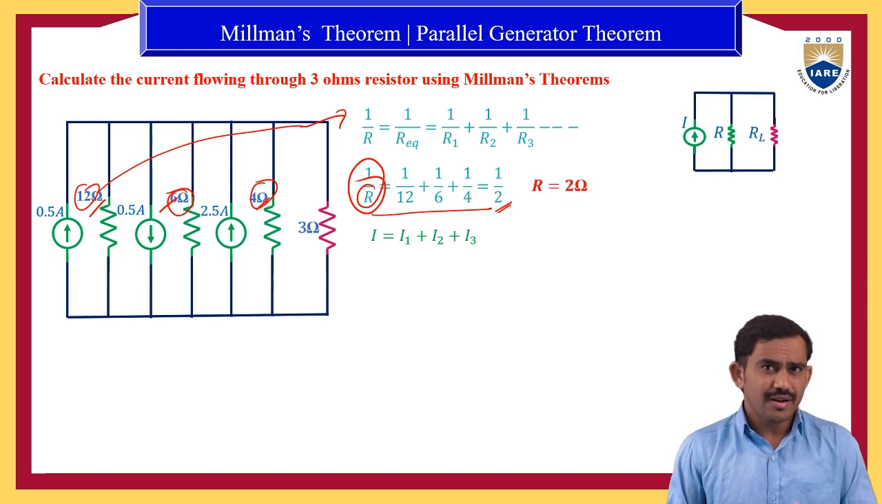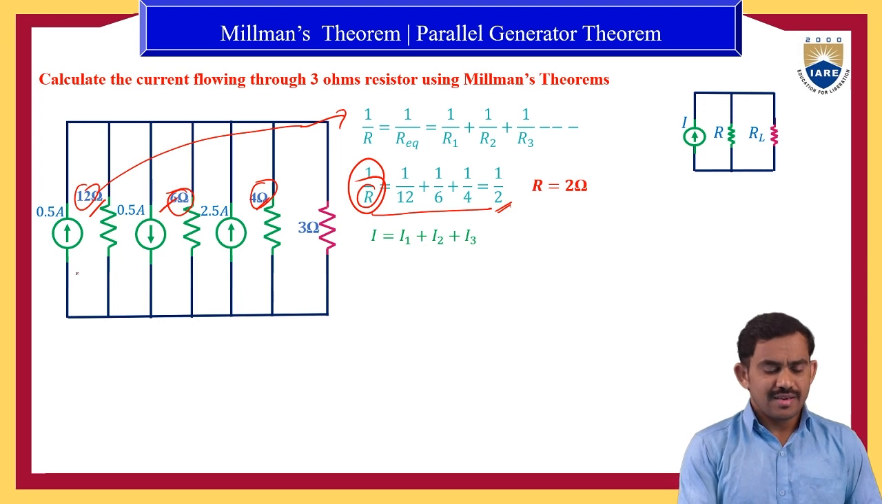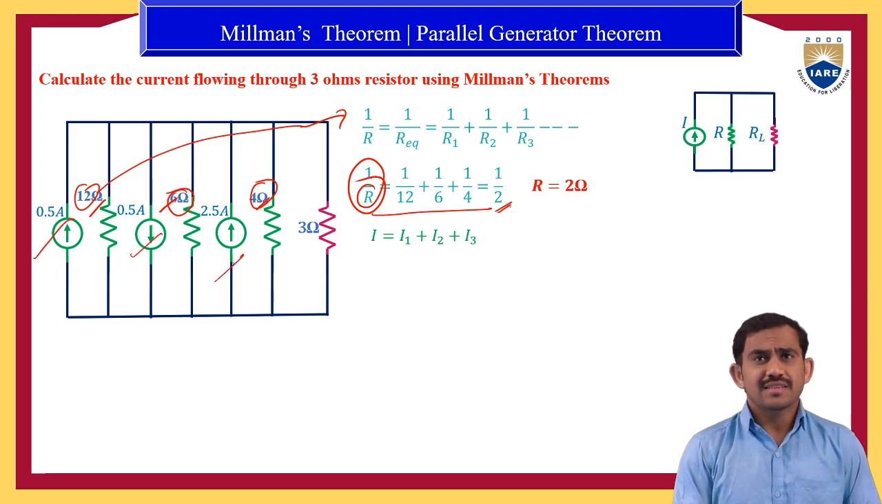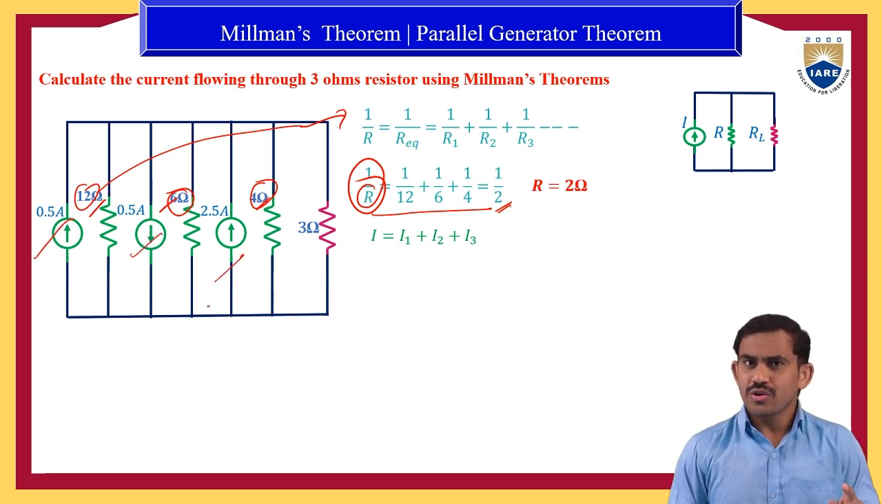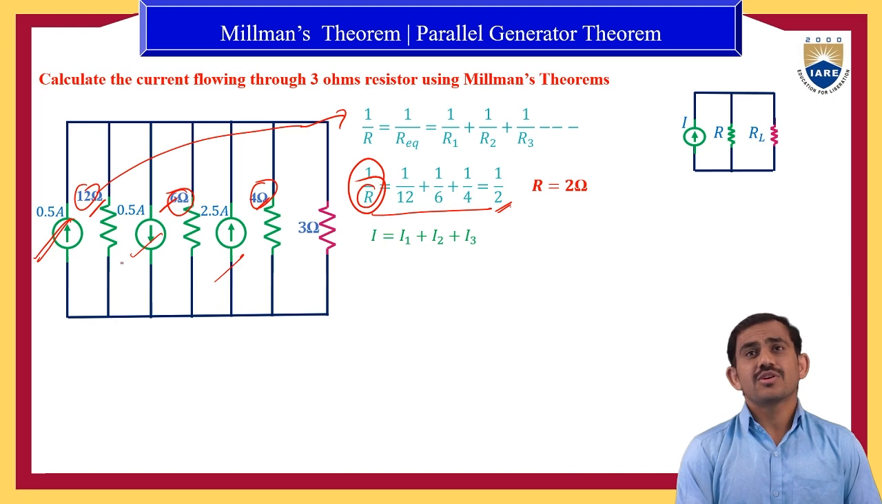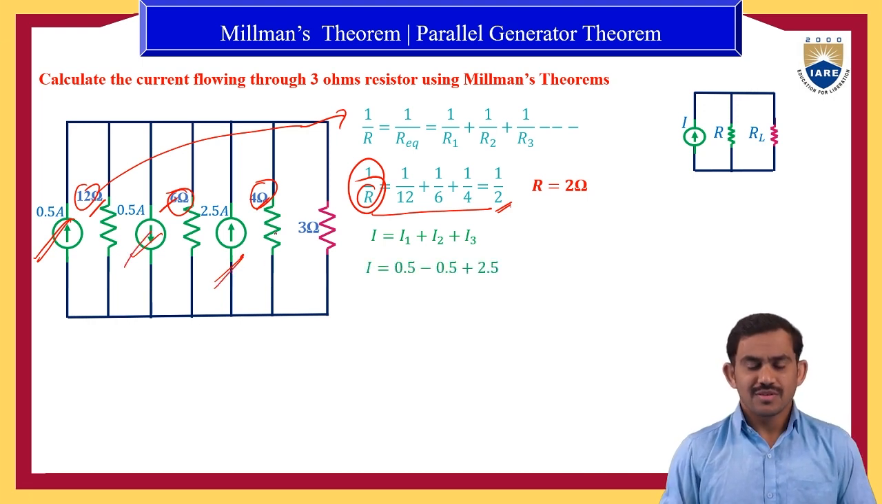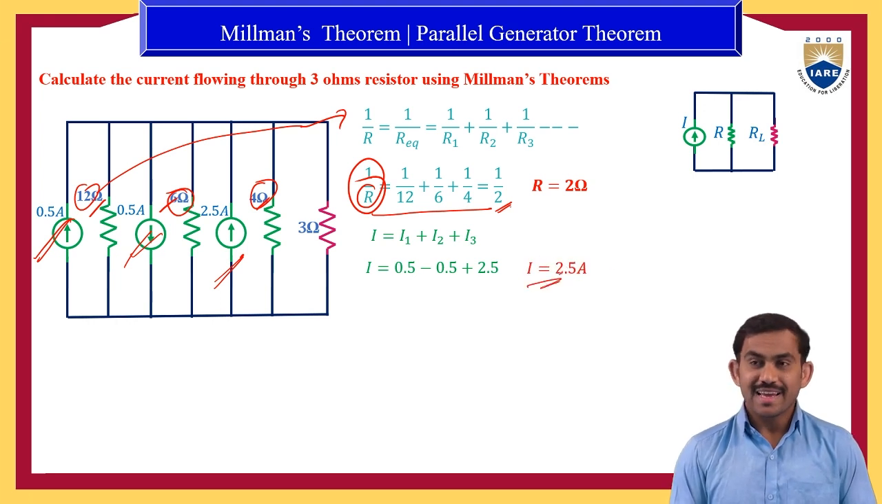Then the current value. How many currents do we have again? 1, 2, 3 currents. Are the three currents in the same direction? No. One current is downwards, and the remaining two currents are upwards. So 0.5 minus 0.5 plus 2.5. Just substitute those values, and you will get 2.5 amps as your I value.